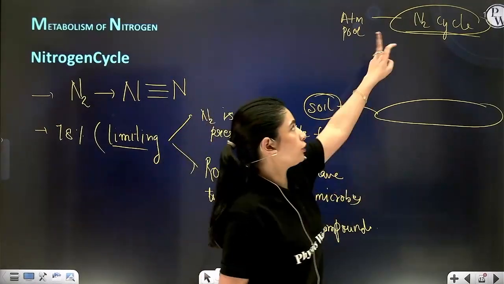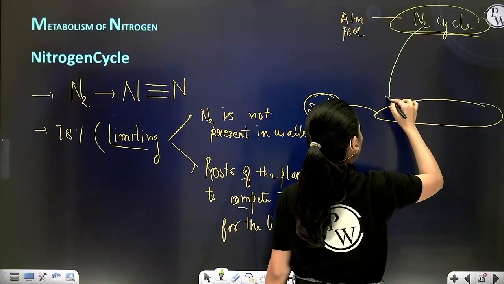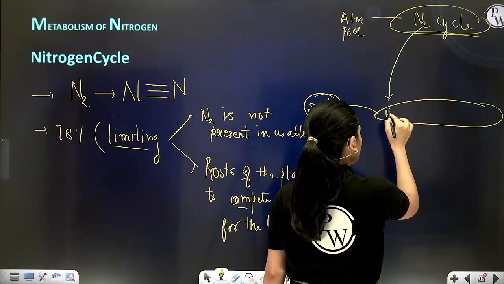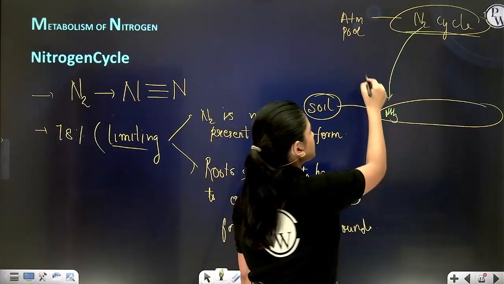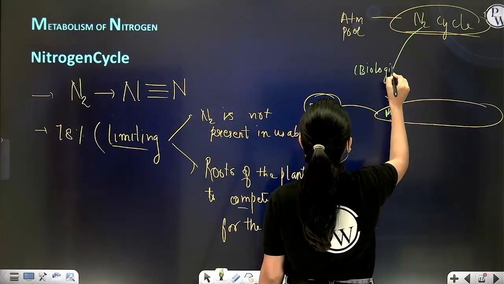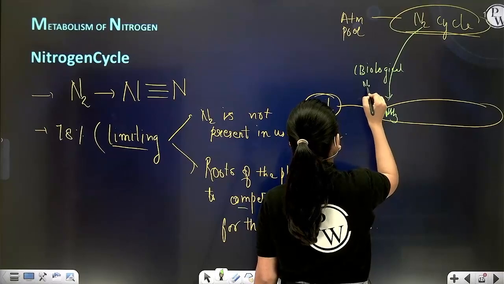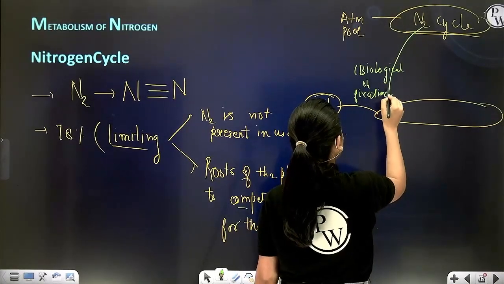Clear? So now you have the atmospheric pool, and nitrogen is going to come into the soil in the form of ammonia, if that is done with the help of biological nitrogen fixation. I'll teach you this; biological nitrogen fixation is in your syllabus. We'll do this concept in detail.